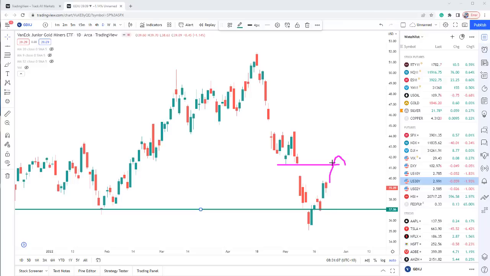If it does come up and close the gap, what happens afterwards? Do we do this and then start to roll back over? That's probably what's going to happen. Scenario number 2 is, do we actually come back up here, right? Come back up like that, and then we have a bit of a pullback, and then we do something like this, and then we start to head back up like that.